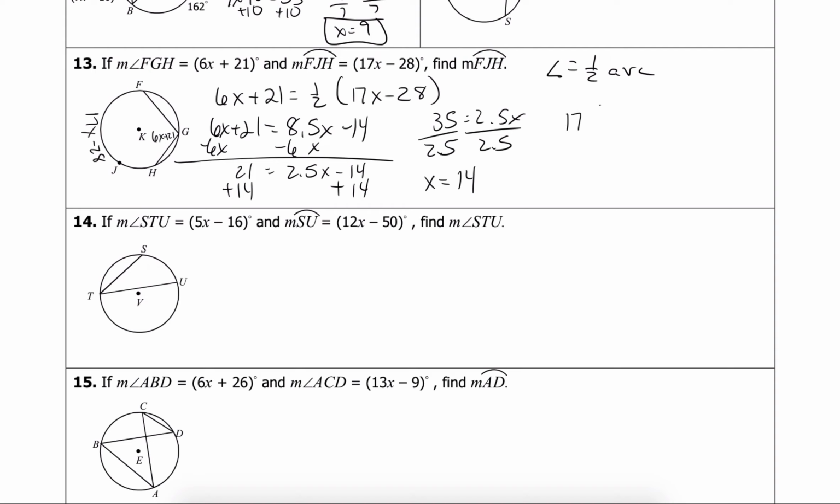17 times 14 minus 28. And when I do that, I get 210 degrees. And we can see that in the picture, it's more than 180, so that makes sense. All right, let's do something similar on 14.